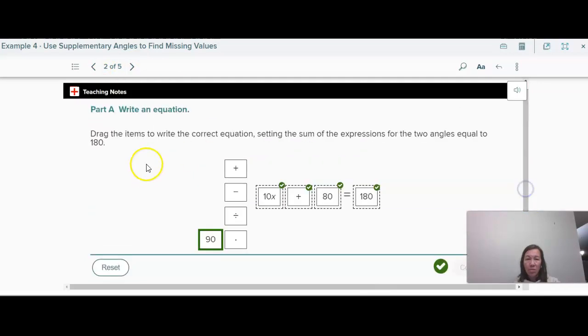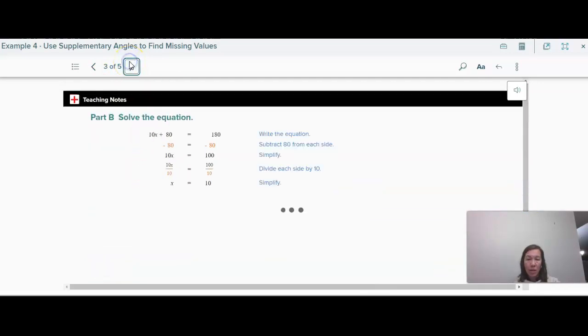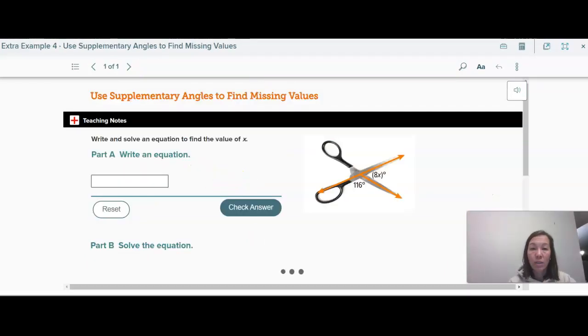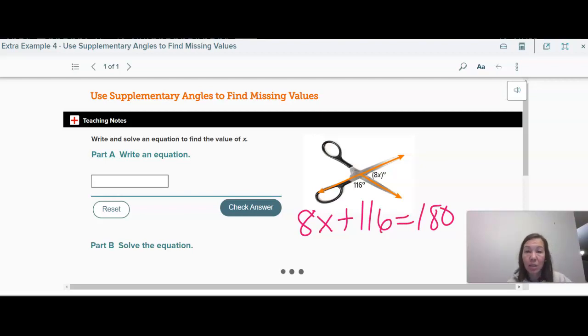So we write the equation and then solve it just like before. Subtract 80 from both sides. Divide by 10. X equals 10. So we're done from there. Okay, one more example. These two form a straight line. So 8x plus 116 also equals 180. And then subtract 116 from both sides, divide by 8 to solve for x. So I'll let you do the solving part, but that's how you would set up the equation.